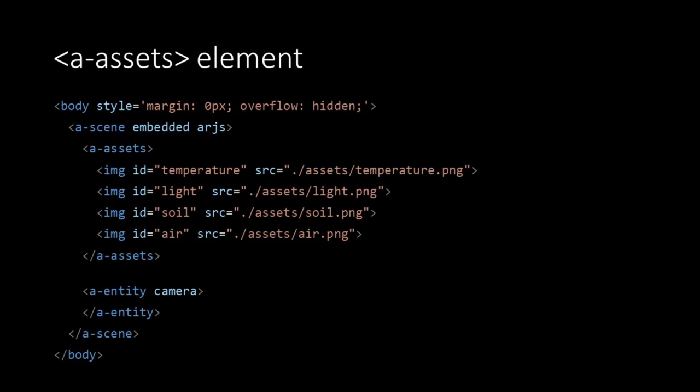Inside the scene, we want to make sure that all assets are loaded before the scene is actually created. We do so with a preloader that's called a-assets. And everything that's inside these tags is preloaded. Now, the only thing we need are the four icons we are going to use. And we load them with an image tag. In the image tag, there's an ID, which we can refer to, and of course, a path to the images.